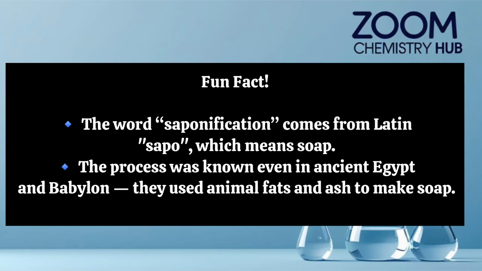Now we have a fun fact: the word saponification comes from the Latin sapo, which means soap. The process was known even in ancient Egypt and Babylon, and they used animal fats along with ash to make soap. So that's all about saponification, the chemistry behind soap making.